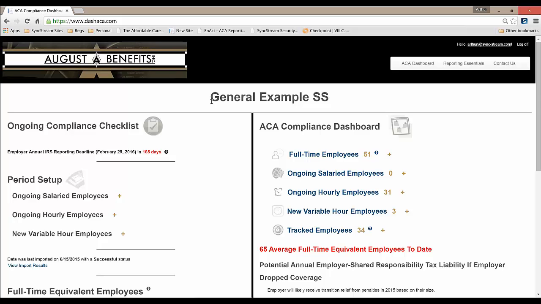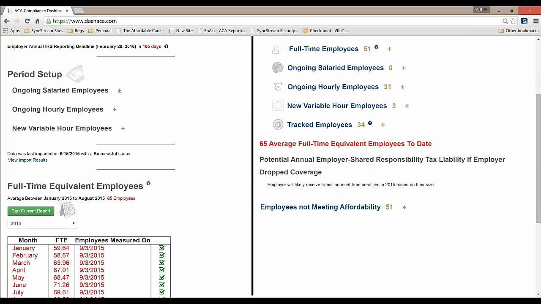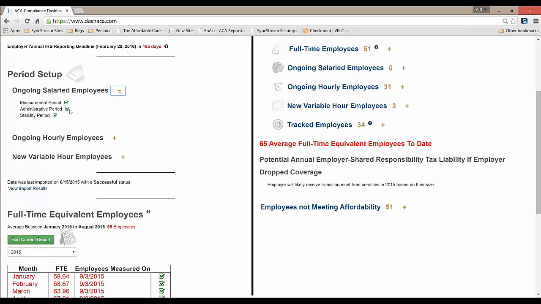On the left-hand side of the dashboard is an ongoing compliance checklist, starting with a countdown to the effective date of IRS reporting. Underneath that is a period setup section, letting you know that in fact you have chosen your measurement, administrative, and stability period. And as you can see, you're going to make those selections as discussed for different classifications of employees that you might have, including ongoing and new variable hour employees, just as Todd mentioned.